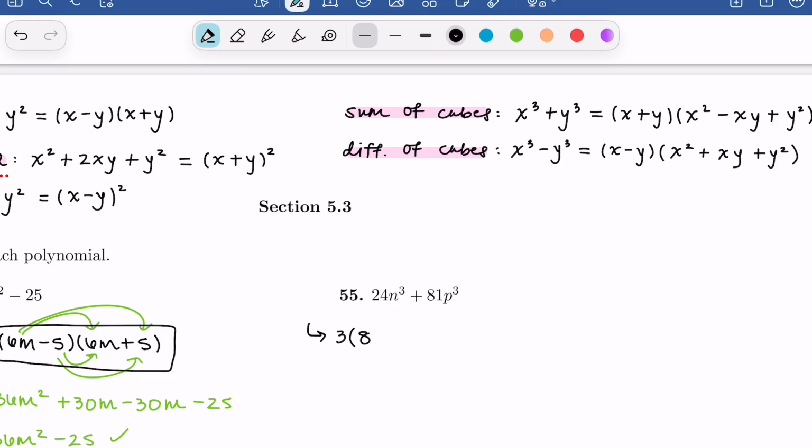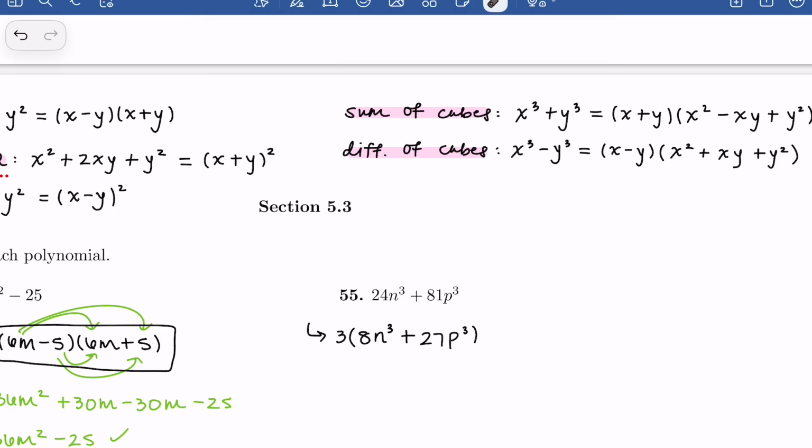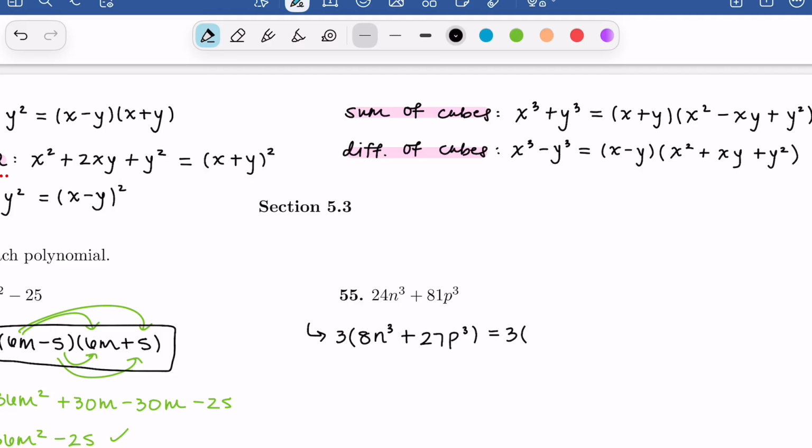So if I pull out a 3, I'm going to be left with 8n cubed for my first term, and for my second one, 27p cubed. Now doing that, we get exactly what we were looking for. 8 and 27 are both perfect cubes. So what we're going to do is rewrite them in this form. We still have this 3 on the outside. Then we can rewrite 8n cubed as 2n cubed, and 27p cubed as 3p cubed.